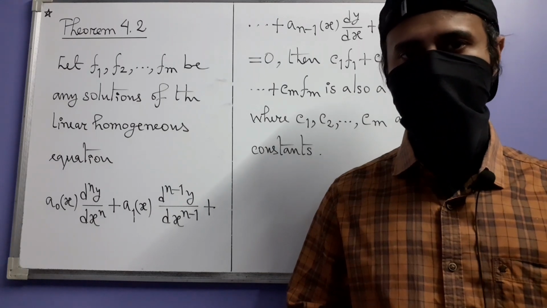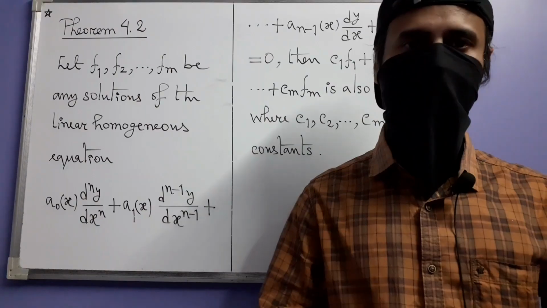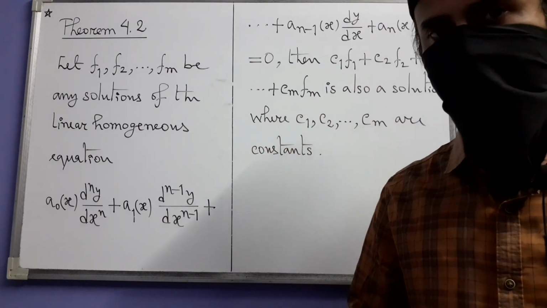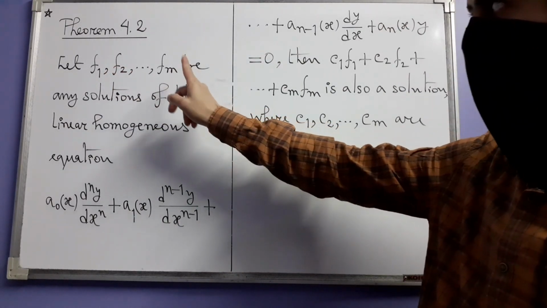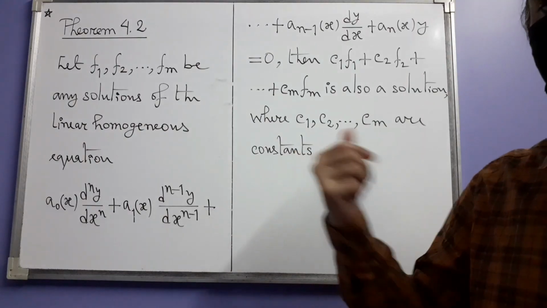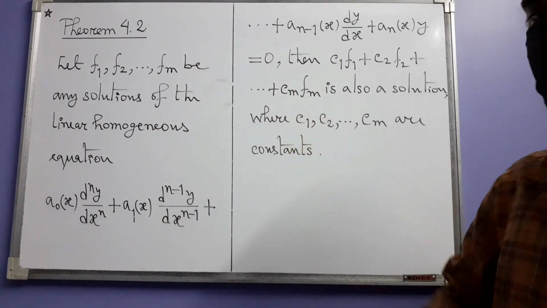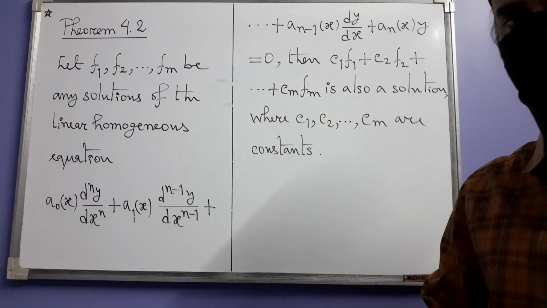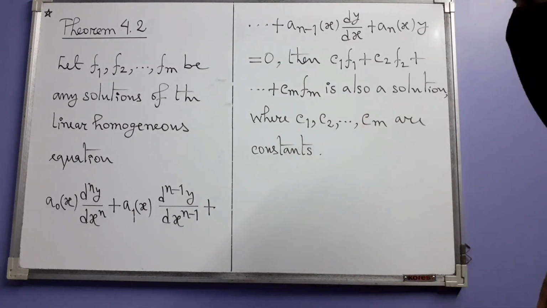As we discussed in the previous video, today we are going to see the theory of linear homogeneous equations. So let's continue with this theorem. Say f1, f2 and so on up to fm are any solutions of the following linear homogeneous equation. You already know the left hand side of such an equation looks like this and the right hand side is 0. So that's why it is homogeneous, because of this 0 right hand side.